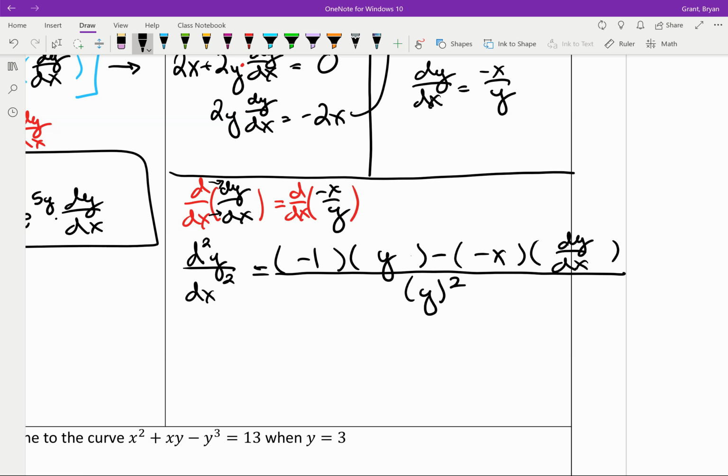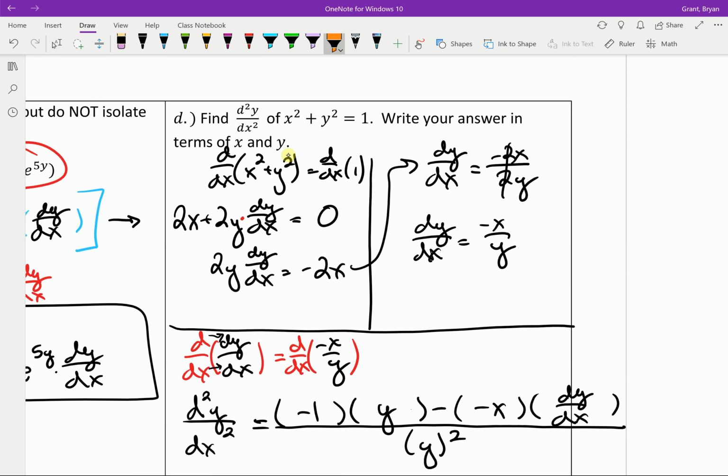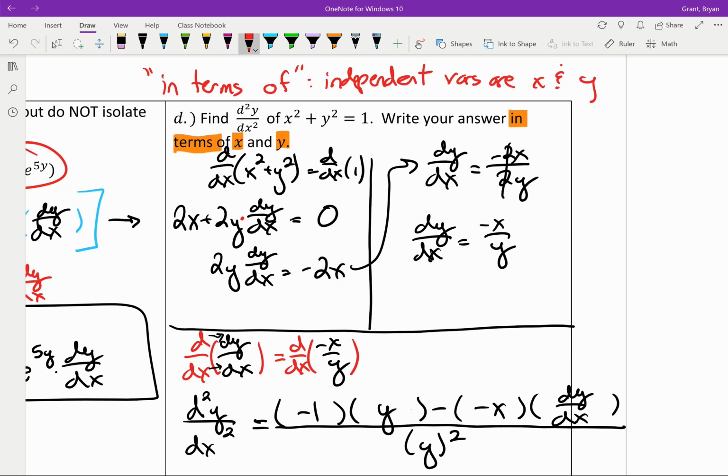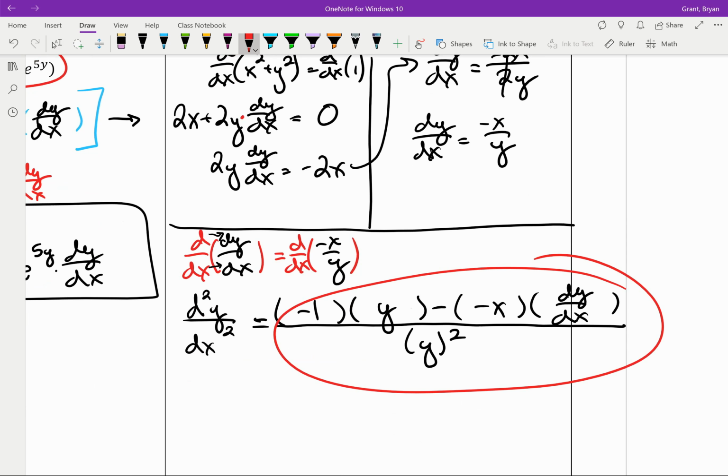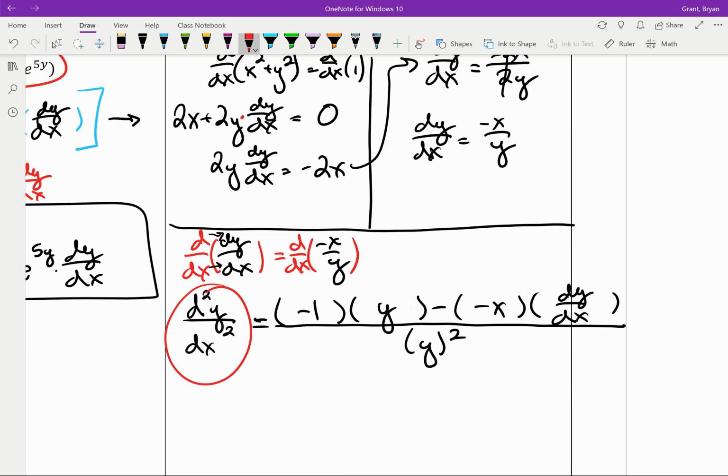Well, except for one thing. The directions told us write your answer in terms of x and y. And in terms of, and maybe I should define this somewhere, in terms of really means that the independent variables are x and y. However, if you look at this equation down here, I have 3 independent variables. If I wanted to find the second derivative somewhere, I would need an x, a y, and the value of dy dx.